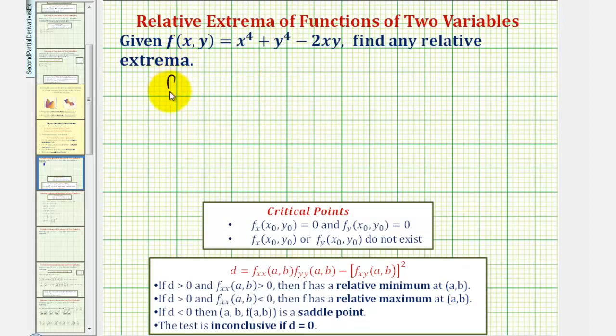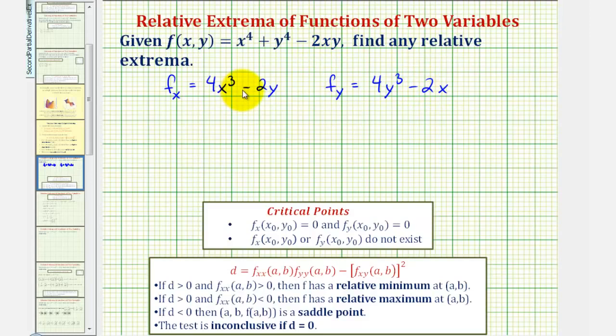So for the first partial with respect to x, we'll differentiate with respect to x, treating y as a constant. That would give us 4x^3 + 0 - 2y. Then the partial of f with respect to y, we'll differentiate with respect to y, treating x as a constant. So we'd have 0, and then 4y^3, and then minus 2x.